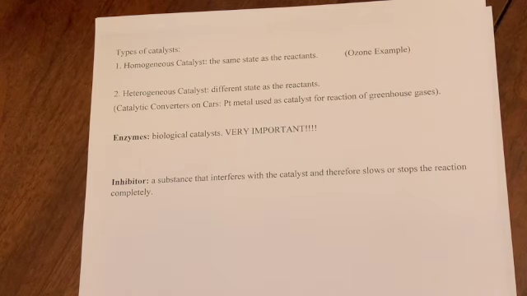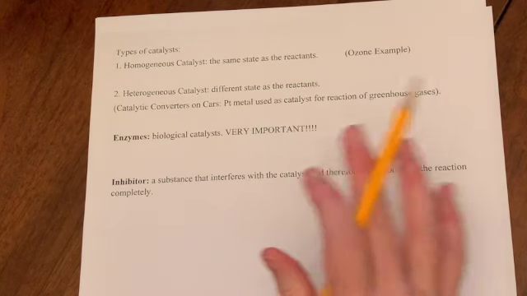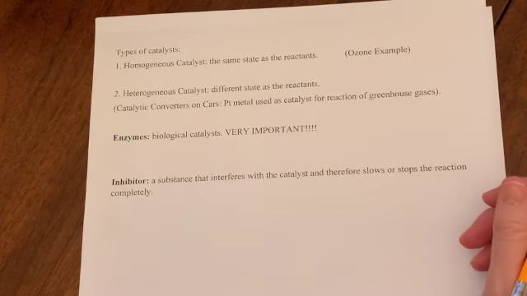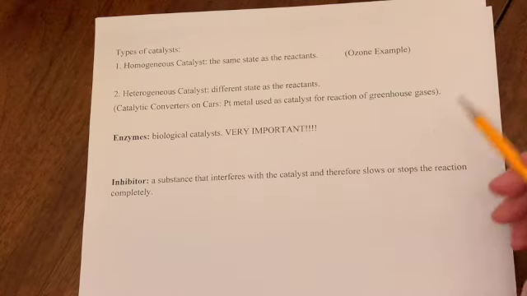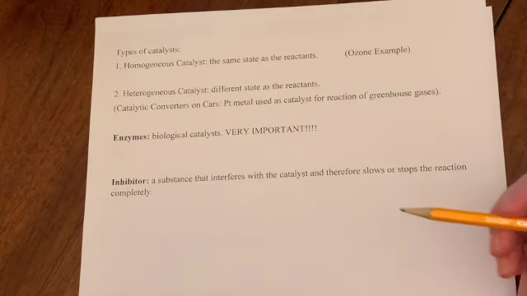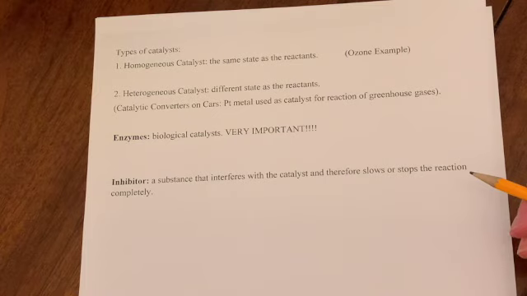Two last terms when dealing with catalysts. Enzymes are types of catalysts. They are biological catalysts, and I know you all talked about that last year in biology, and they are very important. Remember, a catalyst is there to speed up a reaction. Well, we do have substances that are the opposite of catalysts, and those are known as inhibitors. An inhibitor is a substance that interferes with the catalyst and therefore will slow the reaction down.